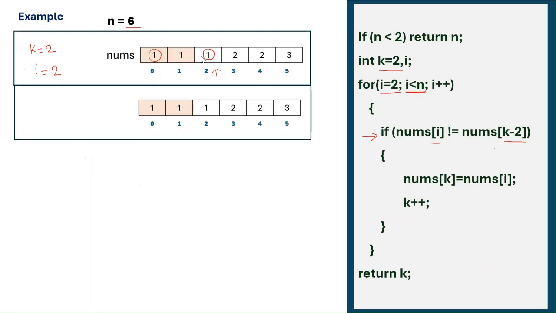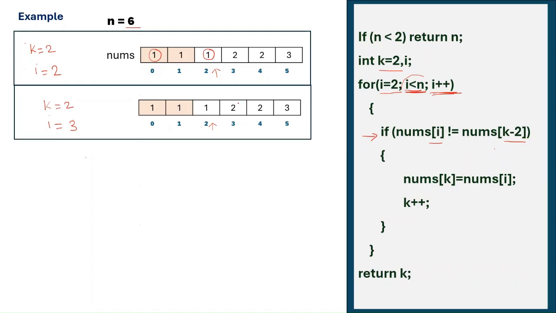So after this iteration, there is no change in nums array. K is still 2, so k is pointing to index 2. We will move on. We will increase value of I by 1. So now value of I is 3. We will again check if I is less than n, condition true. We will again now check the if condition, that is number at index I and number at index k minus 2.